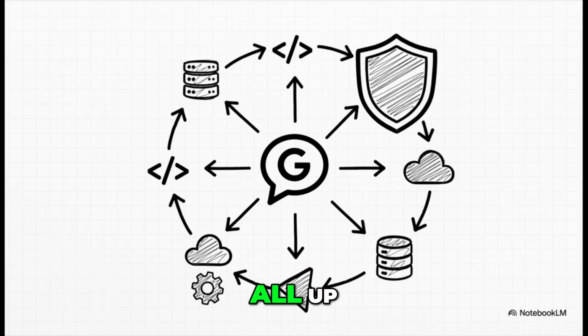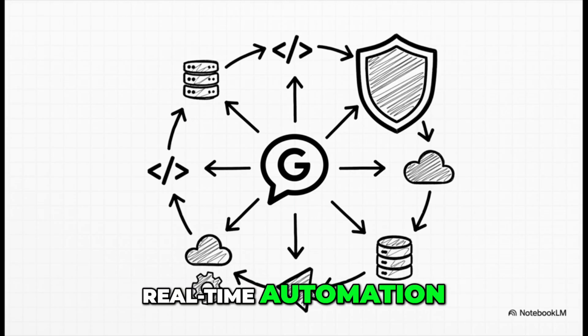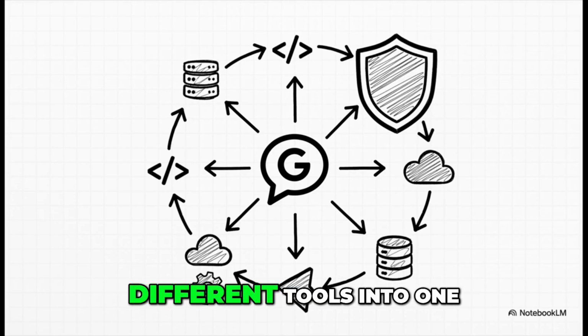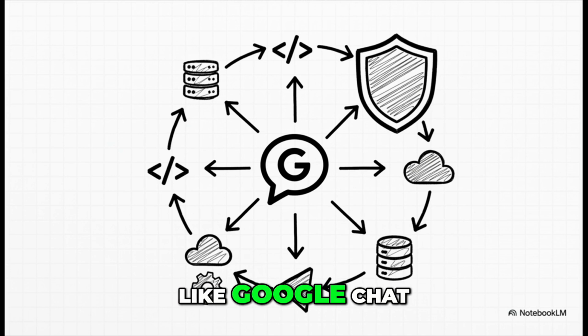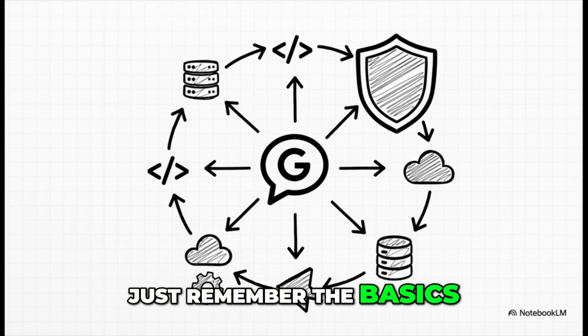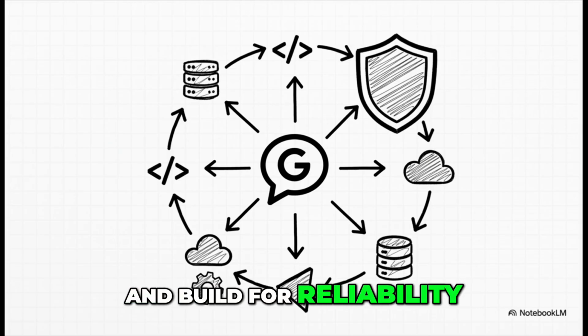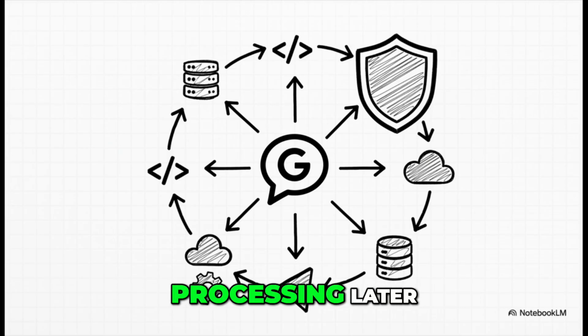So, let's wrap this all up. Webhooks are your ticket to some seriously powerful real-time automation. They let you push updates from all your different tools into one central place, like Google Chat, finally ending that constant, annoying app hopping. Just remember the basics. Keep that URL secret, always verify your senders, and build for reliability by acknowledging first and processing later.